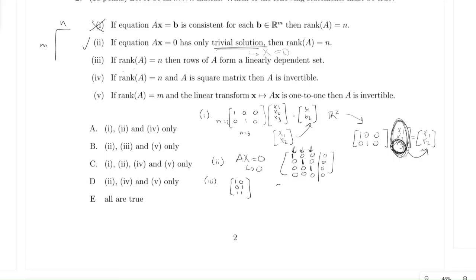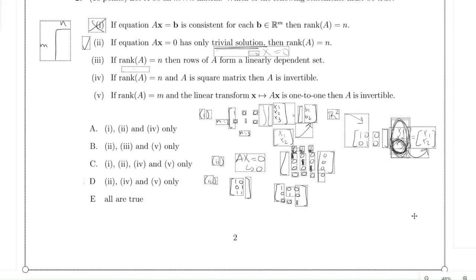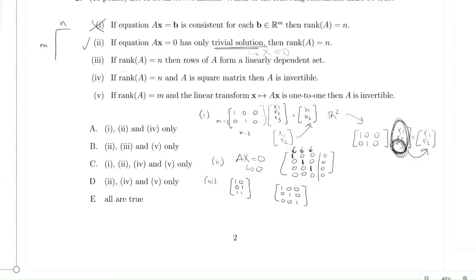But something that comes to mind is this matrix. We can see that this is in the row reduced echelon form, so the rank is equal to n, which in this case is 3. And the rows in this case do not form a linearly dependent set. In fact, these are linearly independent. So that's an example in which this statement is not satisfied. So this is false.